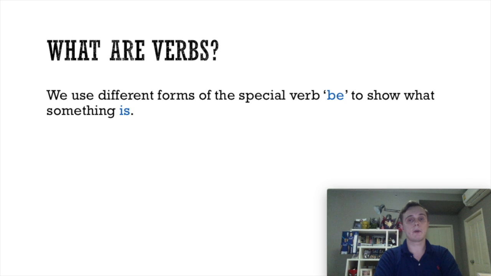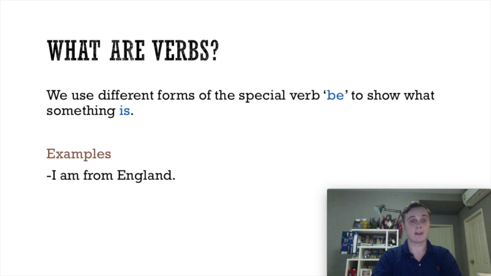So as well as showing action, we also have verbs that show what something is. And we use the special verb be to show what something is. So we've got examples again. I am from England. Which word shows what something is? What is the form of the special verb be that we are using? Hopefully you know. Am.